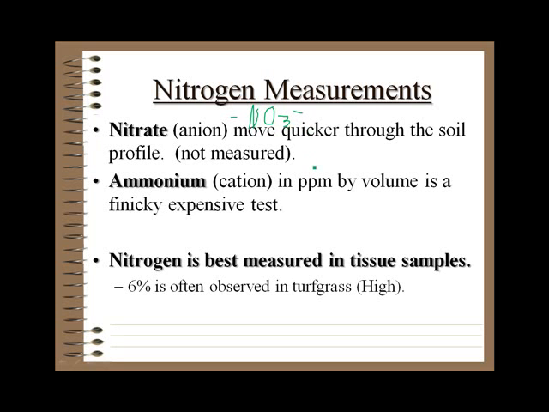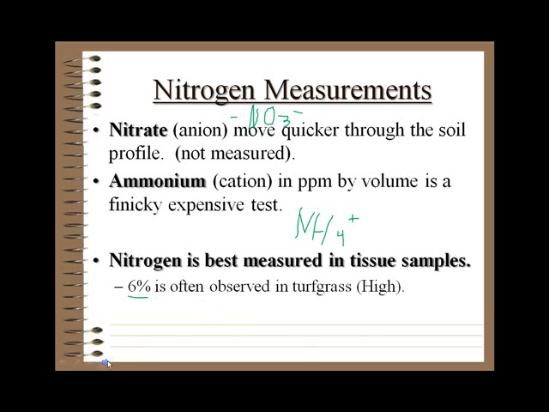Ammonium is NH4+. So it is a cation, but it's readily moved around to different forms, and we generally have decided it doesn't help to measure it in the soil. It does help to measure it in the plant. So plant tissue analysis is going to be the best way. And our slide from the last section will say we can often see 6% nitrogen in some of those tissue samples.